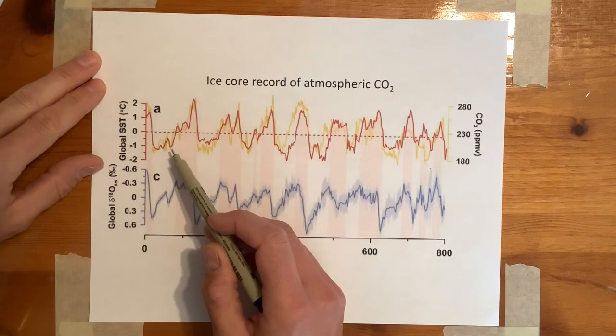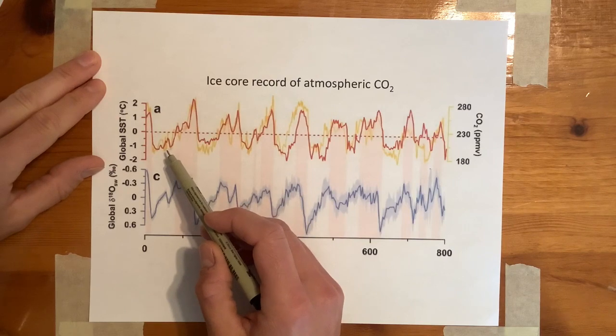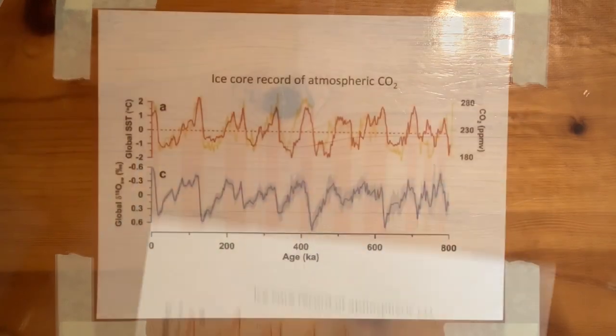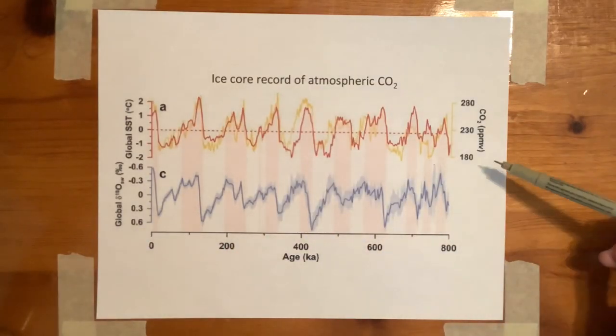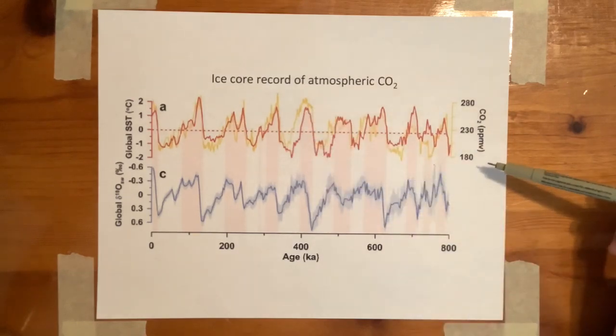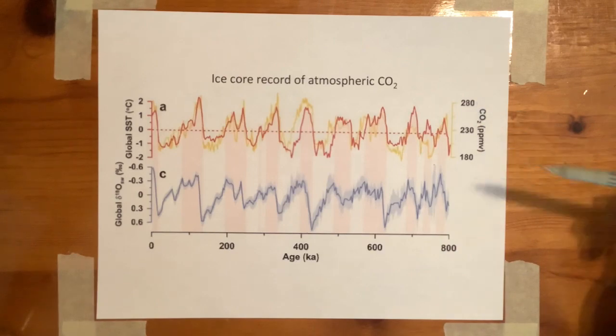So we need some other process to draw down CO2 quite as dramatically as happens in between these glacial and interglacial cycles. I just want to note real quickly that the change in CO2 concentration between glacial and interglacial cycles is about 100 parts per million, between about 180 and 280 parts per million by volume.